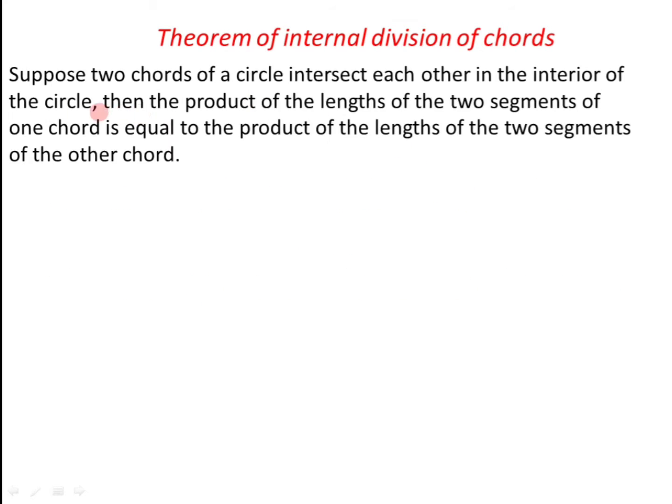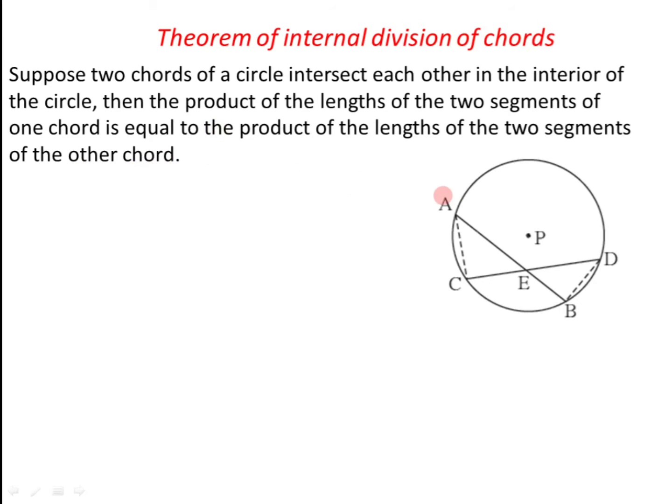Let us have its statement. Suppose two chords of a circle intersect each other in the interior of a circle, then the product of the lengths of two segments of one chord is equal to the product of lengths of two segments of the other chord. Now let us try to illustrate this by using a diagram.